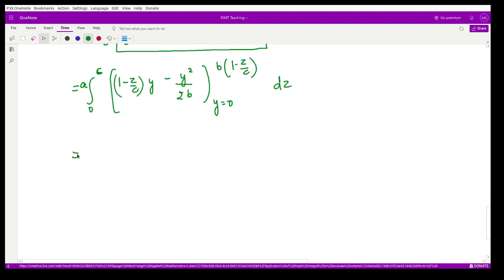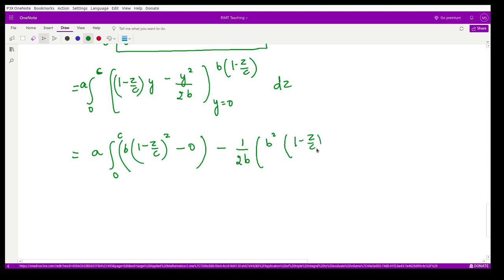Okay, so in that case we have a, and when you substitute the limits, you have (1 - z/c) as such, the value of b into (1 - z/c), so that means this quantity is b into this quantity squared. When you substitute the lower limit, this quantity would be equal to 0. And for the second term, 1 by 2b as such, and then when you substitute the limits, you have b squared (1 - z/c) whole squared, and when you substitute 0, you have 0 here.